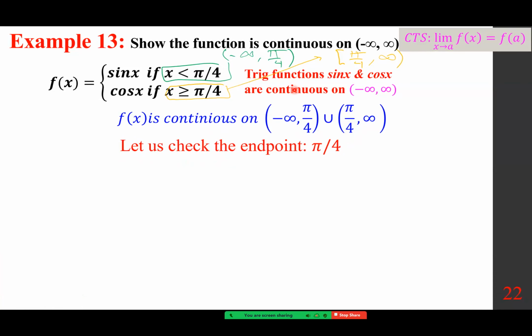So let's take the limit of f of x as x approaches pi over 4 from the left. That means this function, right? Pi over 4 from the left is the top function because it has less than. And all you have to do is plug in pi over 4. As you know, sine of pi over 4 is square root of 2 over 2. I hope everybody remembers the common arcs. Pi over 4 is one of them.